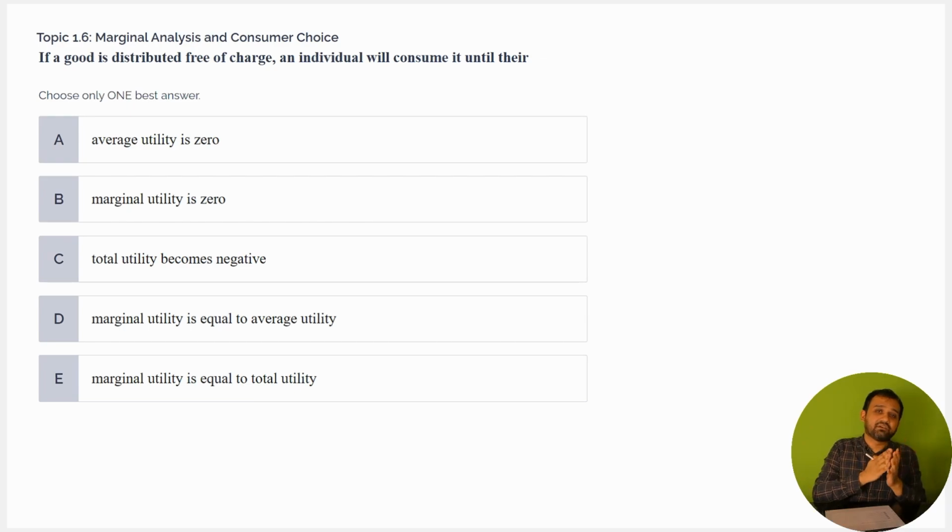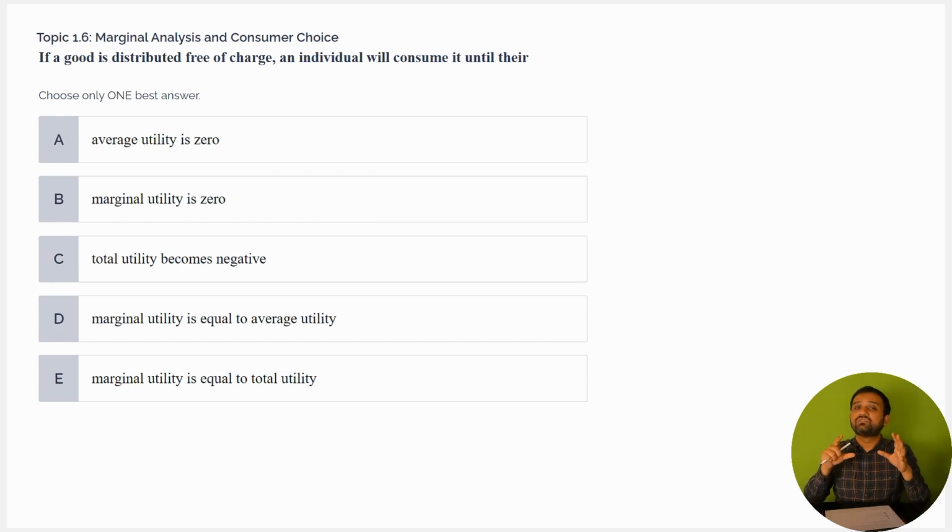So maybe you have up to 5 cups of coffee. For each cup of coffee, your marginal utility was positive. That means you got satisfaction from each single cup, from the first to the 5th cup. And let's say the 6th cup, your marginal utility becomes negative. That means the 6th cup sort of makes you sick and you don't really want to have it. So even if you get the coffee for free, you'll stop at the 5th cup, when your marginal utility was at least greater than 0.